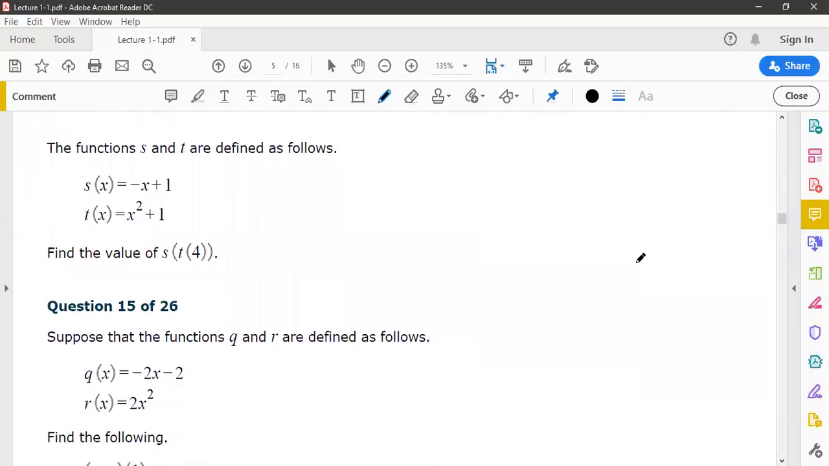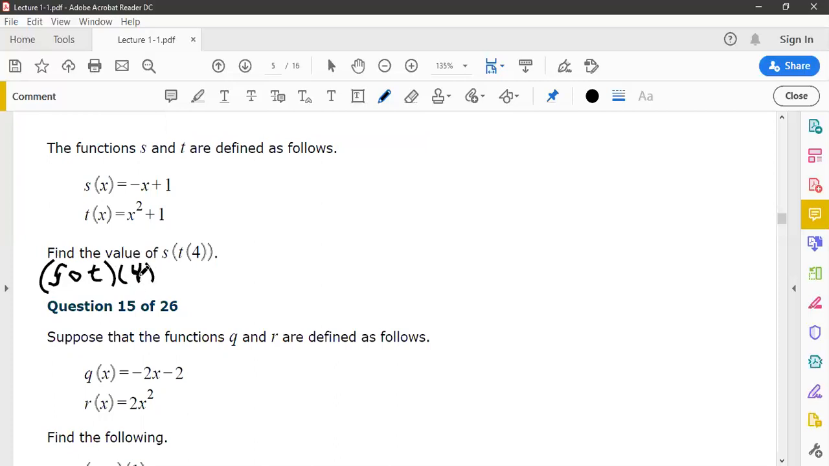For the next one, we're given again two functions. S of x equals the opposite of x plus 1, and T of x equals x squared plus 1. Remember, this is a little different as far as the way it's written. It could be written in one of two ways: S with a little circle, t of 4, which means the same thing.